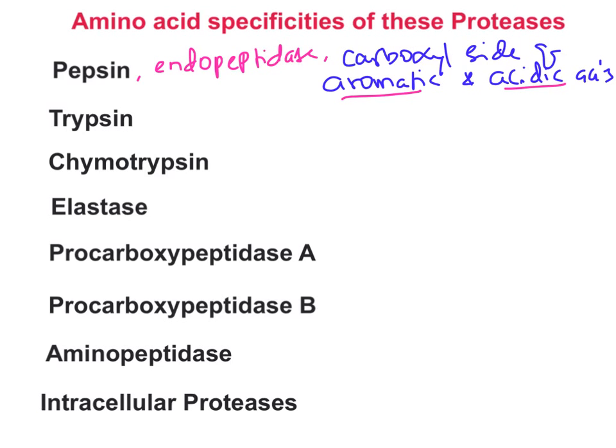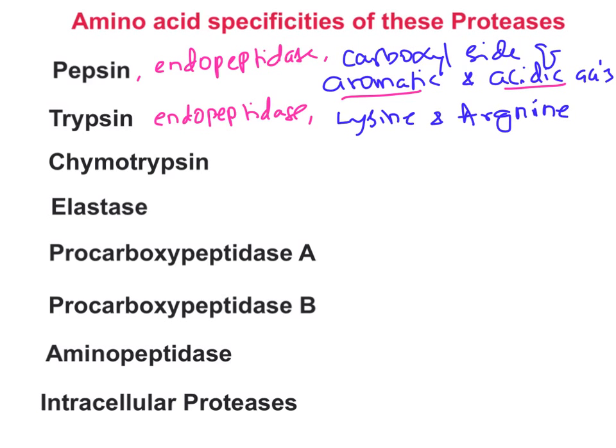Now let's move on to see our next enzyme, and that is trypsin. So trypsin is again an endopeptidase, and the specificity of trypsin is it will be acting on the carboxyl side of lysine and arginine. So the peptide bonds contributed by the carboxyl side of lysine and arginine will be broken by trypsin. That's an endopeptidase.